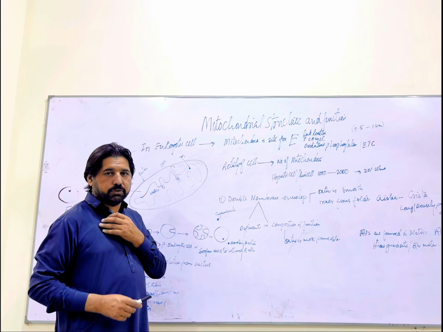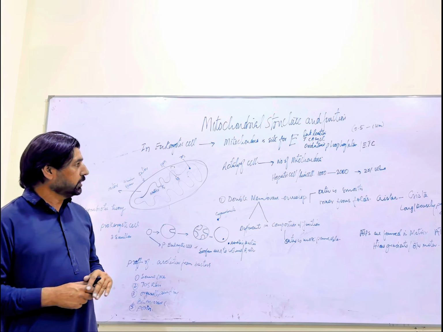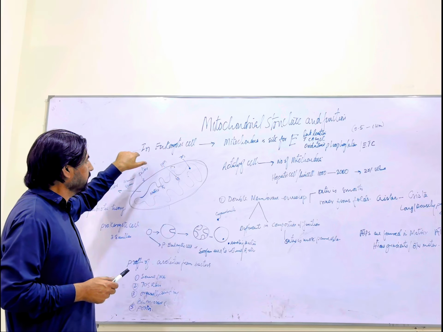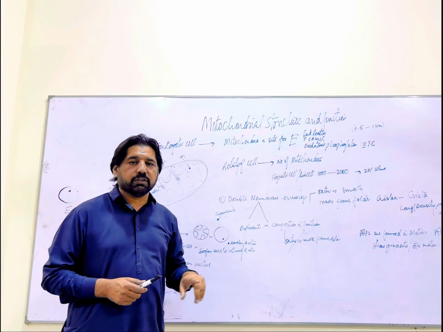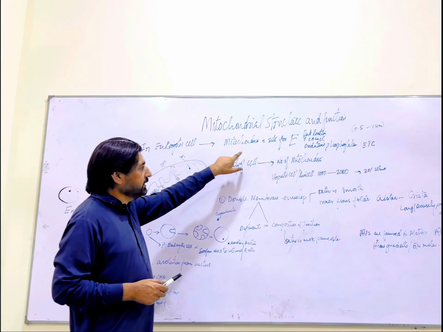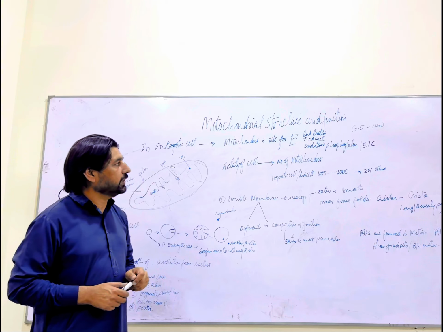Bismillahirrahmanirrahim. Today we will discuss the mitochondrial structure and function. We are discussing mitochondria in the eukaryotic cell because in the prokaryotic cell there is no mitochondria. In the eukaryotic cell, mitochondria is a site for the link reaction, TCA cycle, and oxidative phosphorylation.